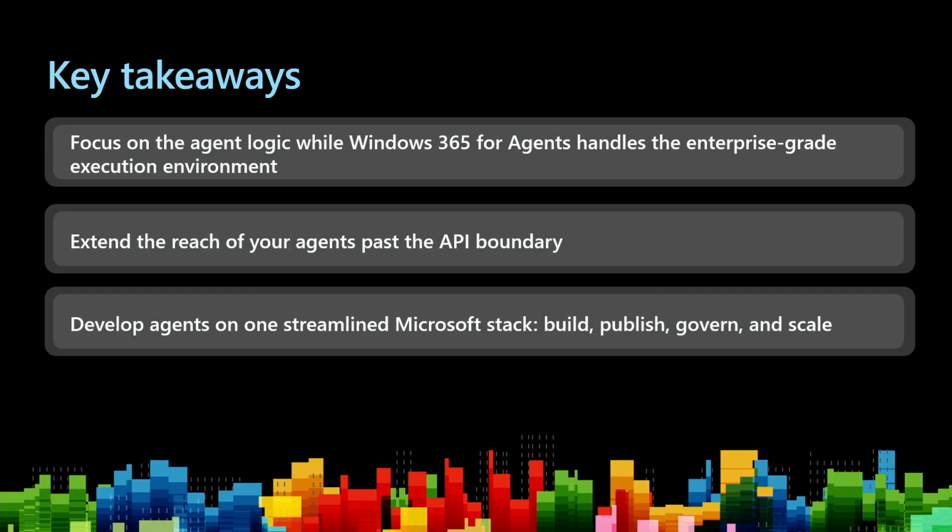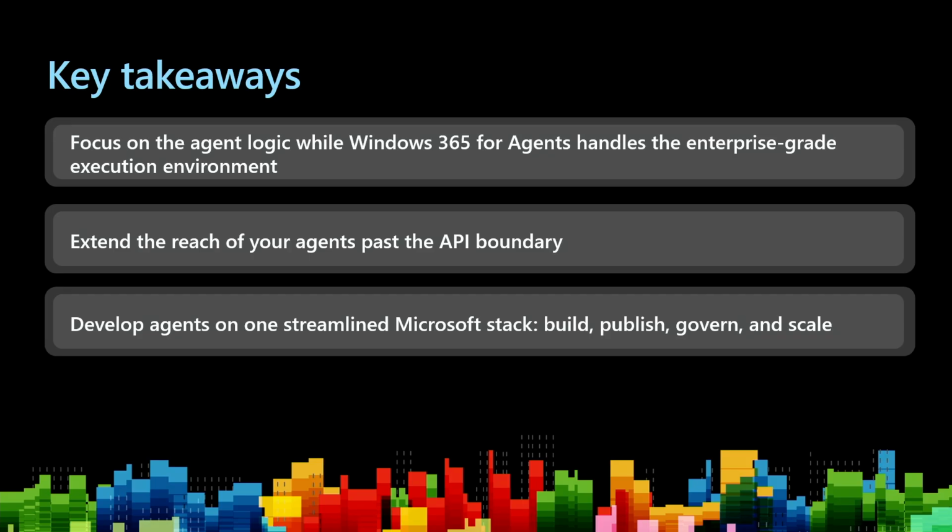Two, extend the reach of your agent past the API boundary. A lot of enterprise work still happens in line of business applications that fall outside of the modernization efforts. With a Cloud PC, your agent can operate them in their current state.